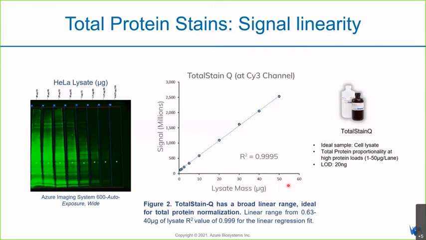Okay, so this is what we call signal linearity. Anything that falls off the signal linearity means that the signal intensity that you get may not reflect the true amount in that particular image. The signal linearity is very important if you're doing accurate quantitative Western blot.